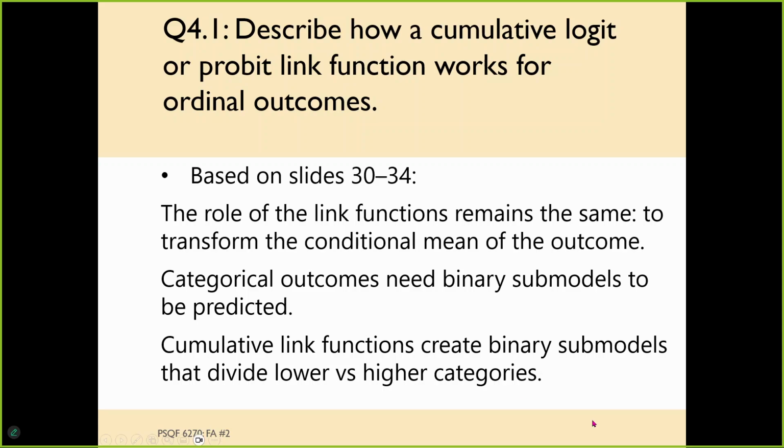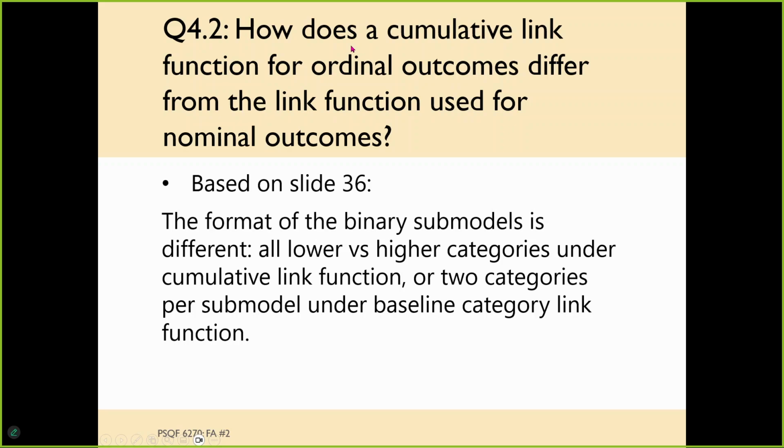Okay? Then finally, how does a cumulative link function for ordinal outcomes differ from the link functions used for nominal outcomes? We have seen 3 link functions so far for ordinal outcomes specifically: cumulative, adjacent logit, and generalized or baseline, right? So, what do you think is the difference? Well, my first reaction was like, this is the first one that introduces submodels.